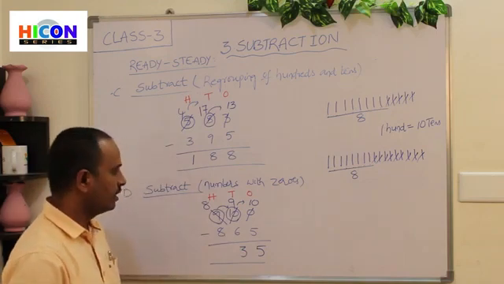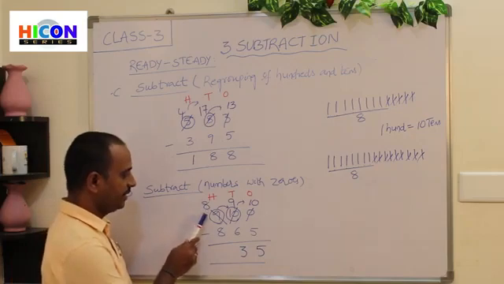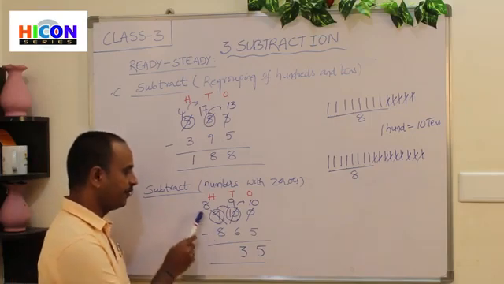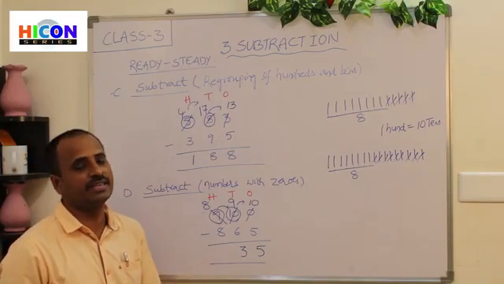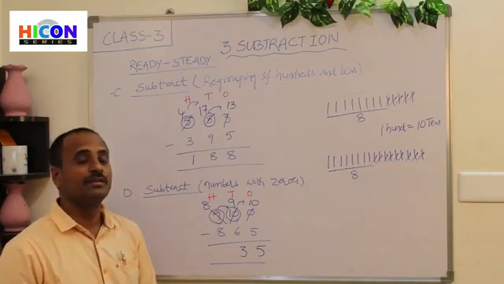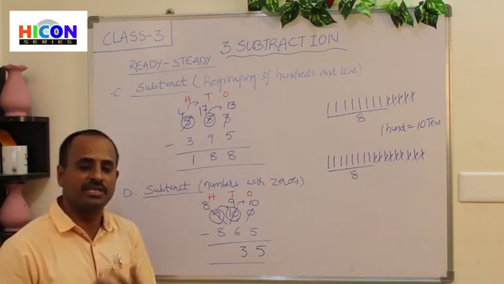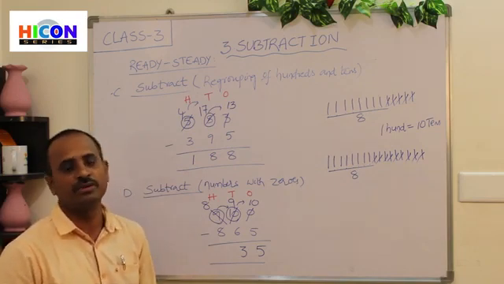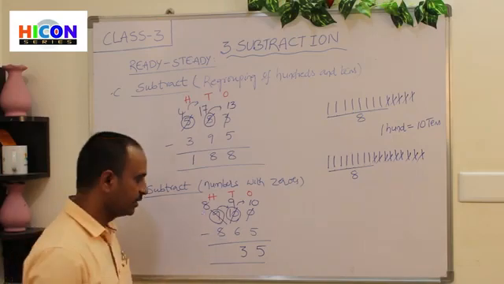So now go to hundreds place. What are the digits present under hundreds place? 8 and 8. So subtract 8 from 8. Do you remember the subtraction facts we have learned in the second class? What is the subtraction fact? If any number is subtracted from itself, the answer becomes 0. Here 8 is subtracting from 8. Then the answer will become 0.